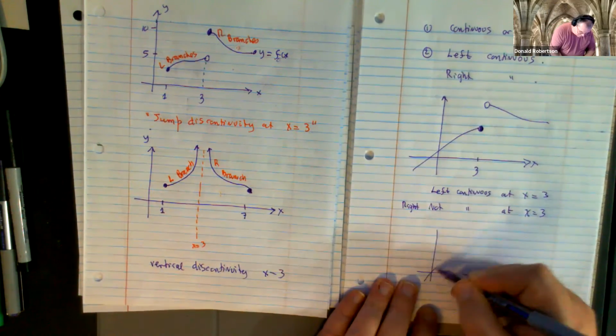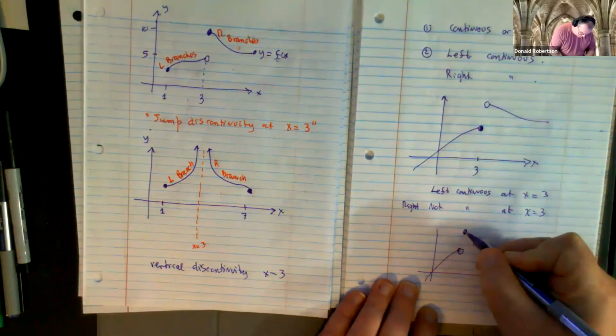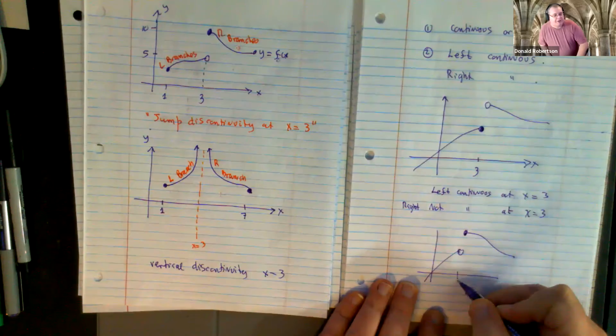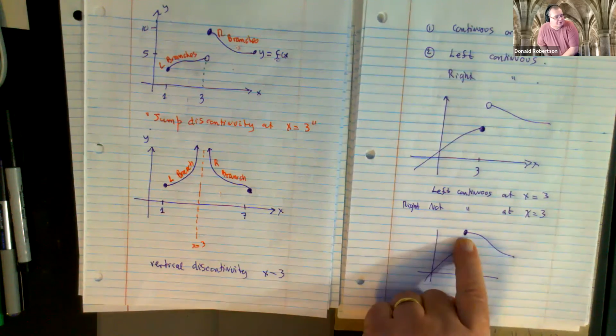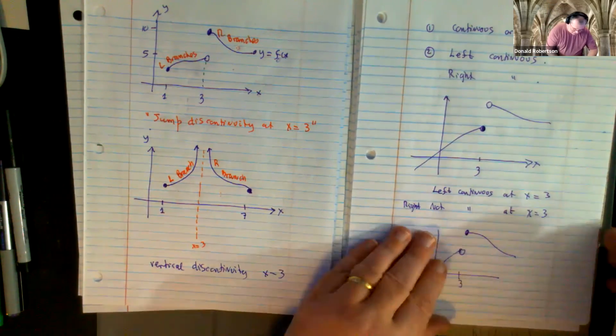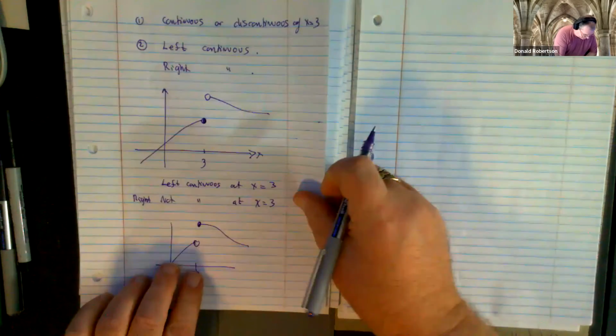What would you expect then for this situation? Wouldn't this be right continuous? You see, the right branch has a dot in it. Now, can you imagine that you got a situation that looked like this?